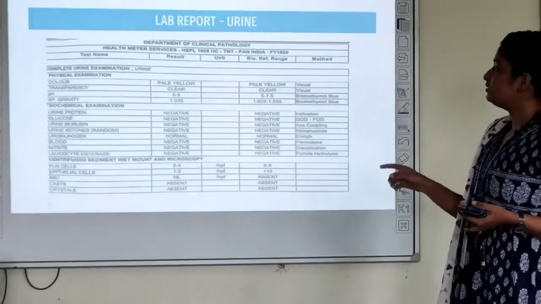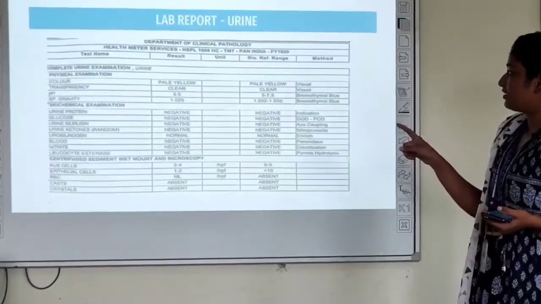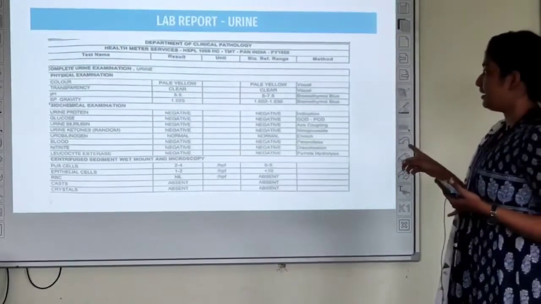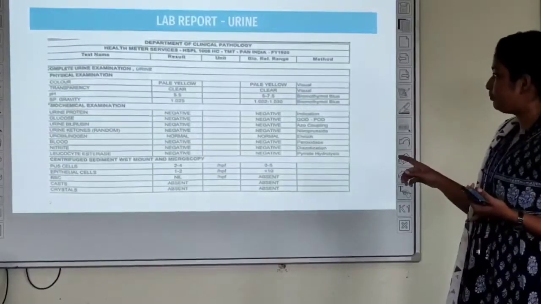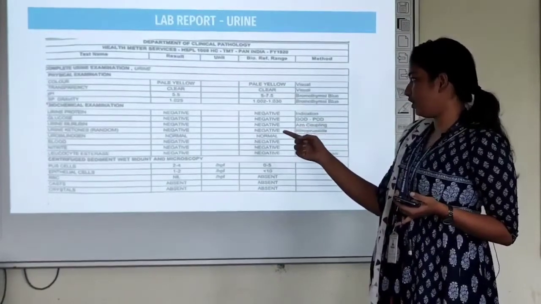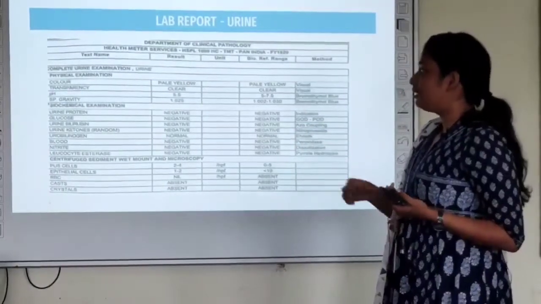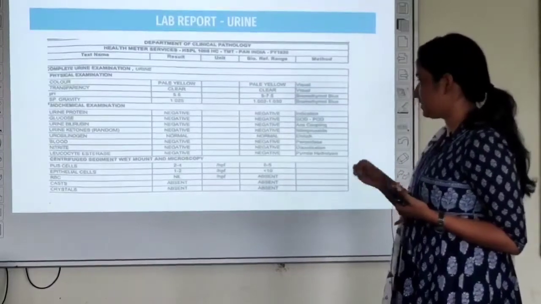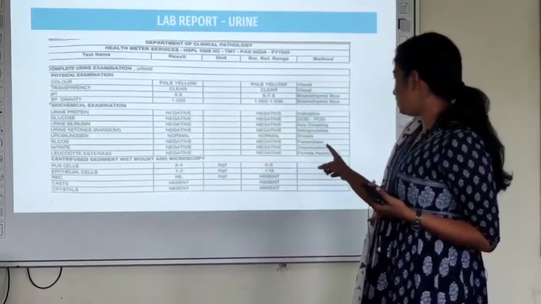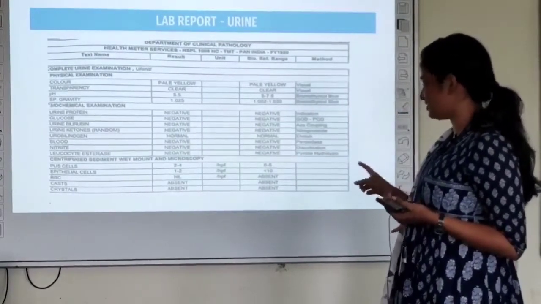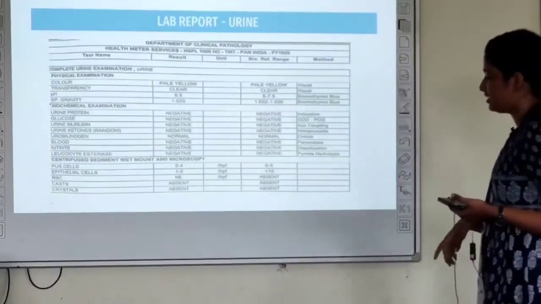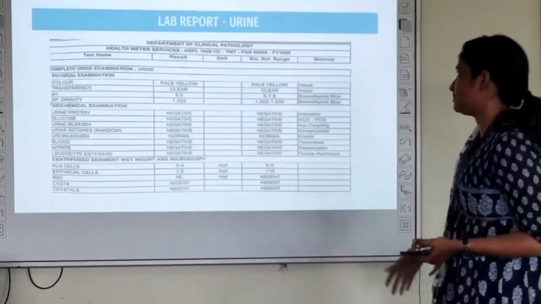Lab report of urine, the color is pale yellow, normal. Transparency is clear, also normal. pH is 5.5, which is quite acidic, and specific gravity is 1.025, normal. Urine protein negative, glucose negative, urine bilirubin is negative, urine ketones random is negative, urobilinogen is normal, blood is negative, nitrate negative, leukocyte esterase negative, pus cells 2 to 4 is higher than the normal range. Epithelial cells 1 to 2 is also in the normal range. RBC is nil. Cast and crystals are absent.